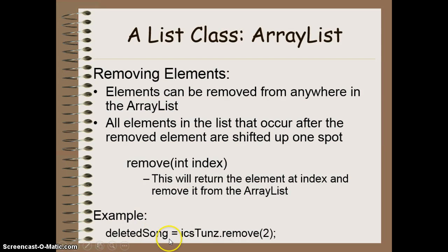So for example down here, I'm going to remove whatever song was at position 2. It gets returned back to this deleted song object, and then whatever was at position 3 is going to go now into position 2, whatever was at position 4 is now at position 3, and so on, shuffling all the songs up by one until I get to the end of the array list, which gets deleted completely, and now the size of my array list is one element less.